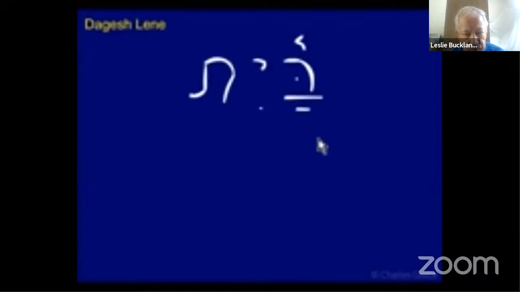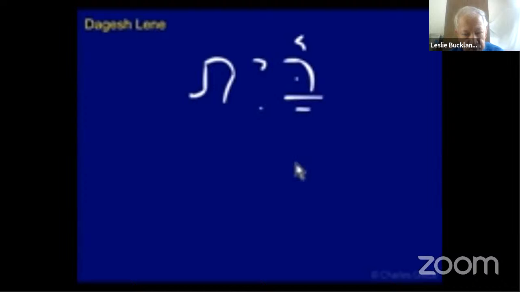Let's look at some examples. Okay, let's look at the word bayit. This means house. So here we have a Bagad Kafat letter, the bait, and it is beginning a word and therefore a syllable, and no preceding vowel. So the Dagesh Lenny is there and it's pronounced bayit, not vayit.